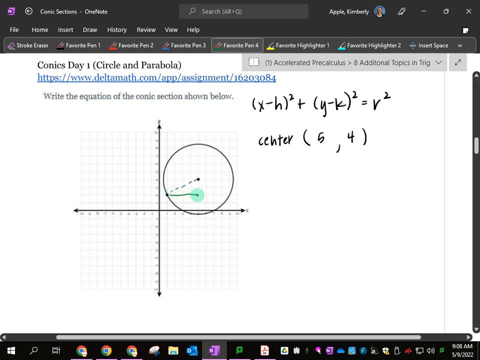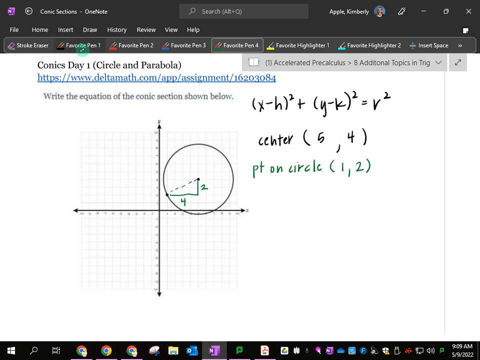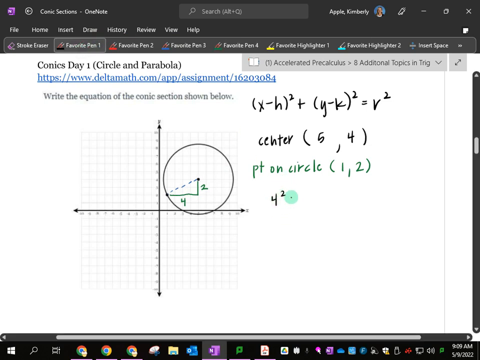This is a strategy that works all the time. You can also use the distance formula if that's your preference. So the center, and then you have this point on the circle. What's that point on the circle right here? 1, 2. All right, so this would be 4, right? And this would be 2. So I can find the hypotenuse using the Pythagorean theorem. That would just be 4 squared plus 2 squared. I'll take the square root of all that, and that should give me c.